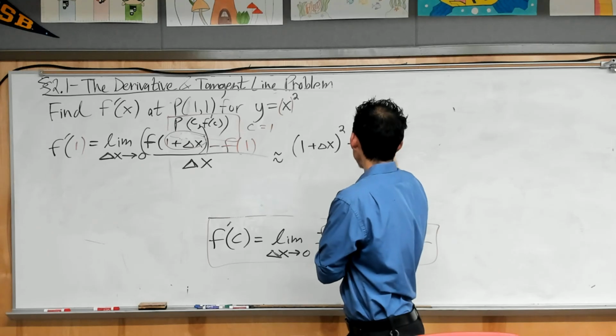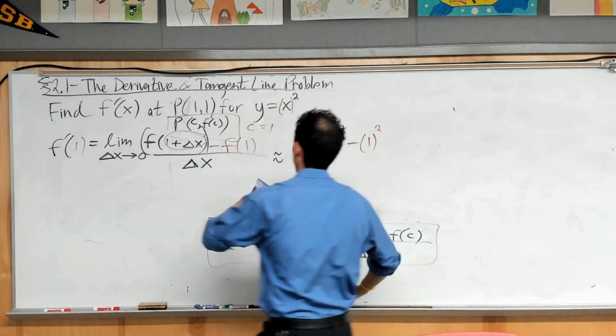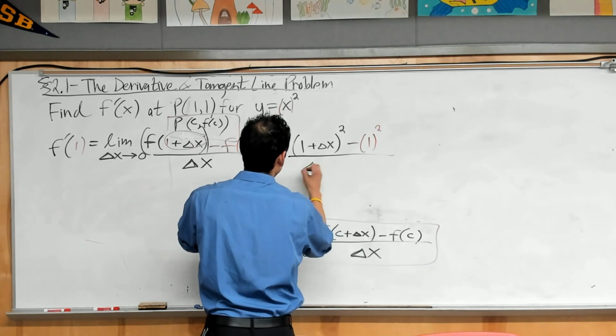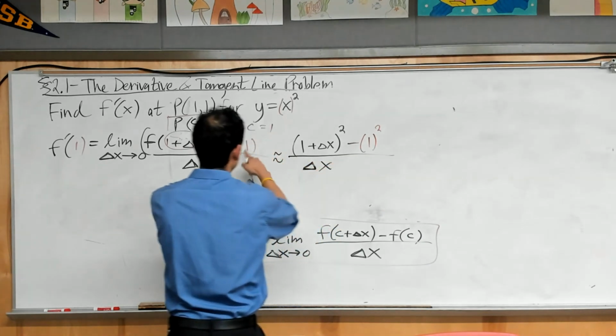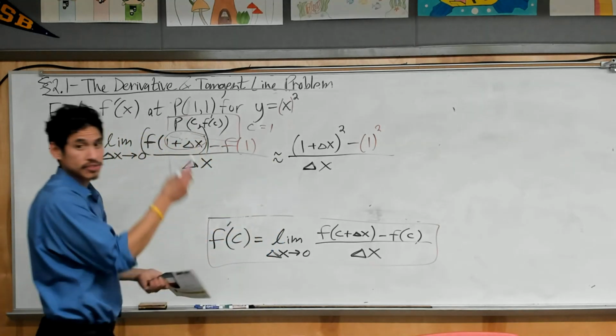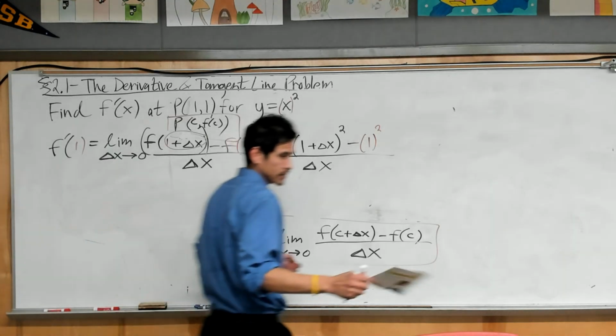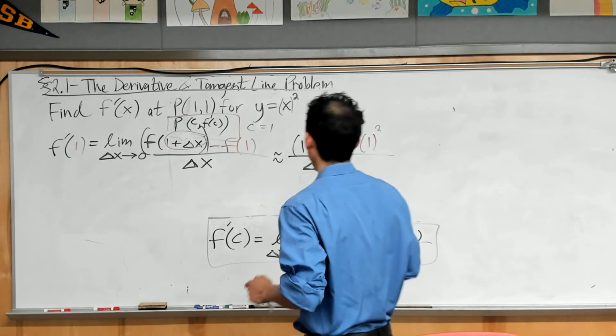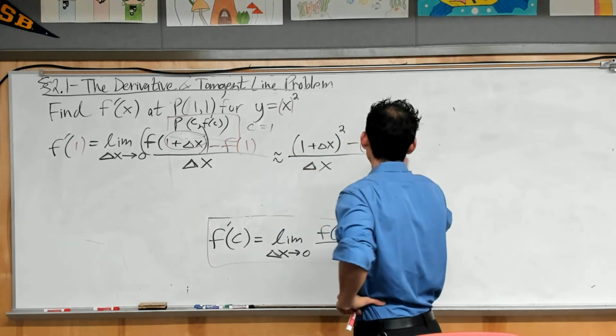Minus 1 squared, which is just 1, all over delta x. I should put the limit here again, but I'll do it after. Professors get very annoyed if you don't put the limit in every step, so just know that. Warning, beware. So we just now do some math, algebra.